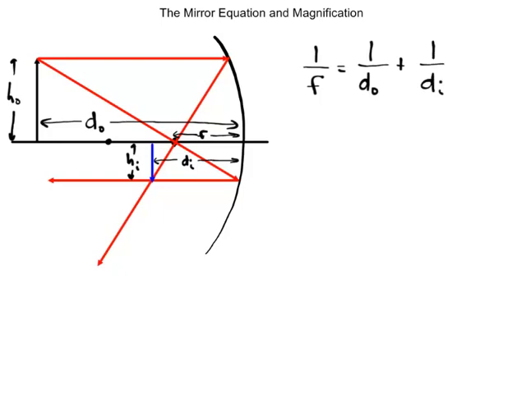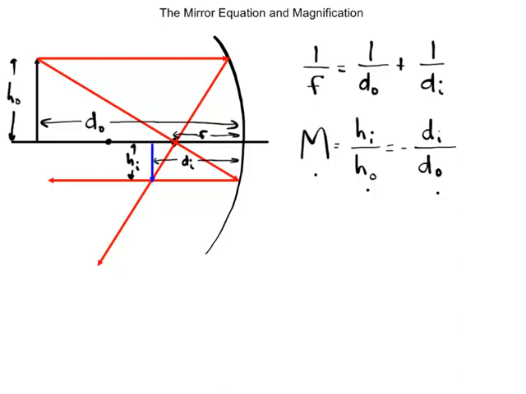The second relationship is what we call the magnification equation. It says that the magnification is equal to the ratio of the image height over the object height. Now it turns out that that relationship is also equal to minus the image distance over the object distance. So any one of those three things is equal to any other. And both of these are going to be useful.